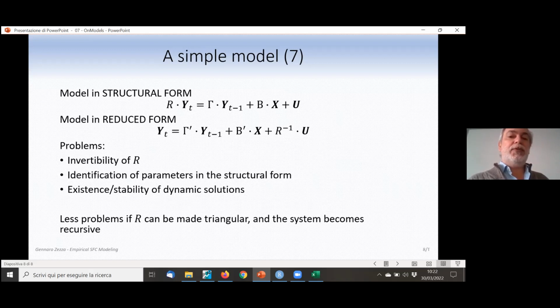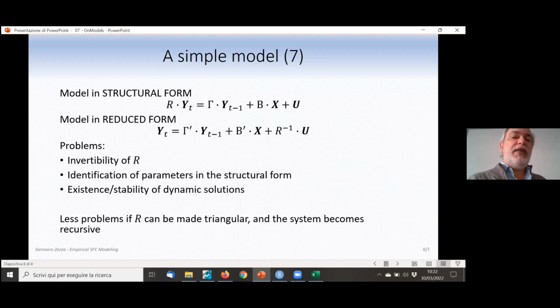And if you drop Bx or B prime X in the next slide, what you get is a system of equations where each variable depends on the lagged values of all the other variables. So you get a VAR, okay? And many macroeconomists abandoned the standard Keynesian approach of the structural form to adopt VARs.